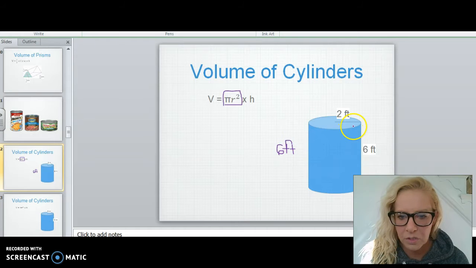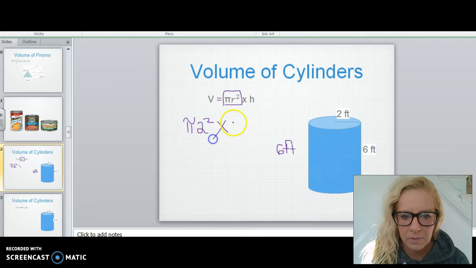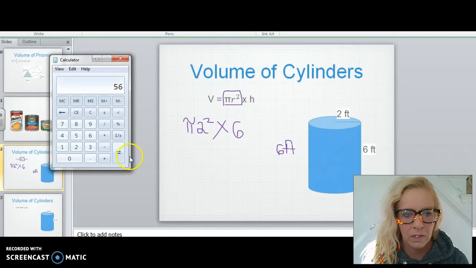Mathematicians determined, let's use the area of a circle and think about a bunch of circles layered up that make up the cylinder. So we're going to multiply it by the height. We take pi times, in this case, our radius is 2 squared, times the height, which in this case is 6. If you don't have pi on your calculator, you can also use 3.14.